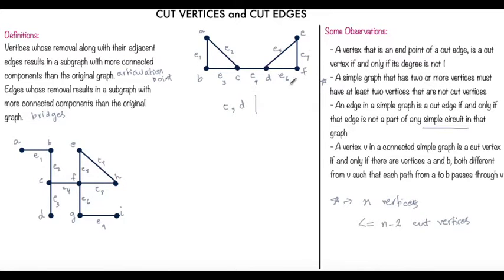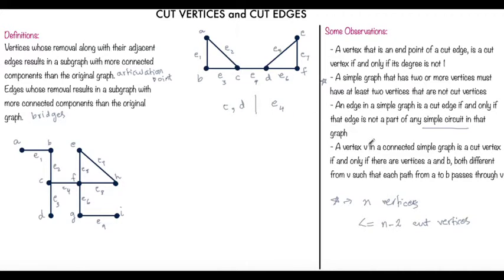Note that this is a connected graph, so there's only one connected component. So if we remove this by this definition, we should have more than one connected component. Okay, so if we remove E5, E6 or E7 or E1, E2 or E3, then we will still have one connected component. But if we remove E4, then we will have two connected components, this triangle kind of a thing and this triangle kind of a thing.